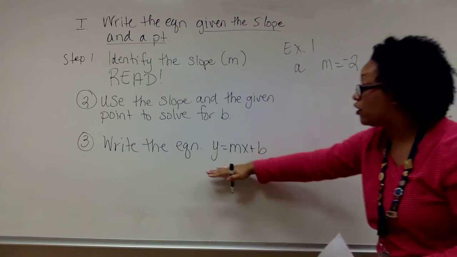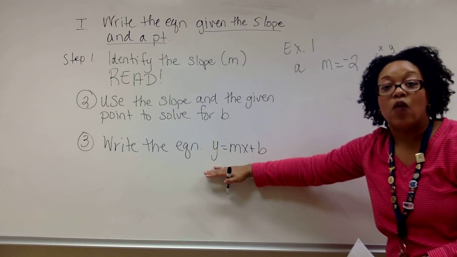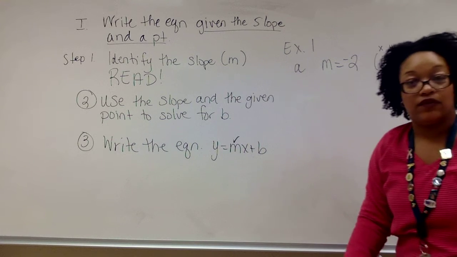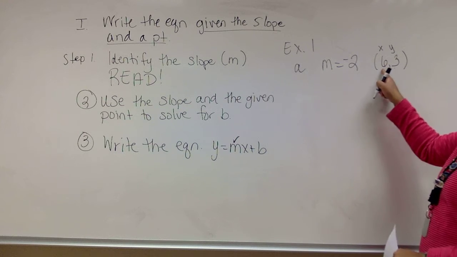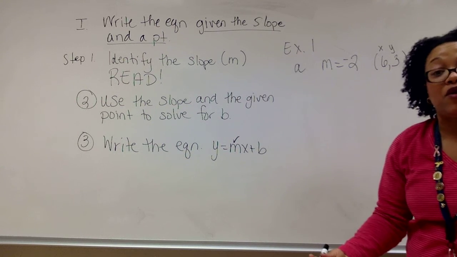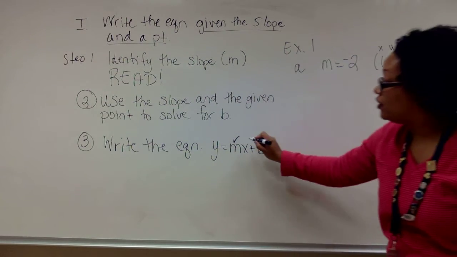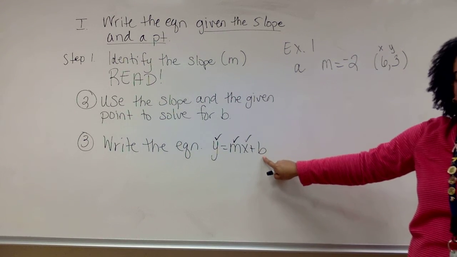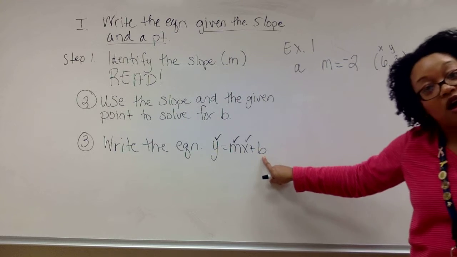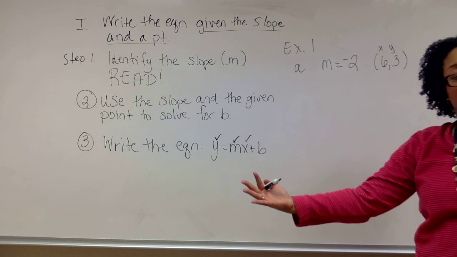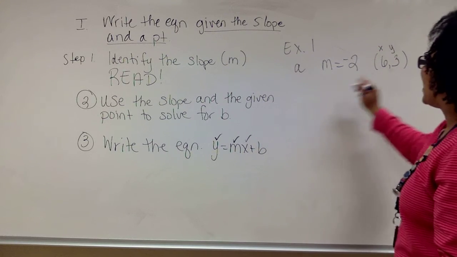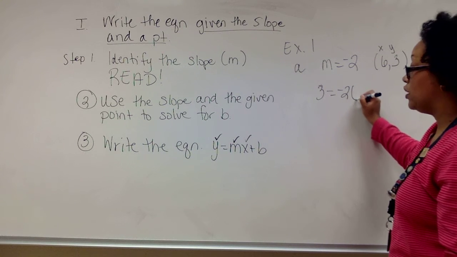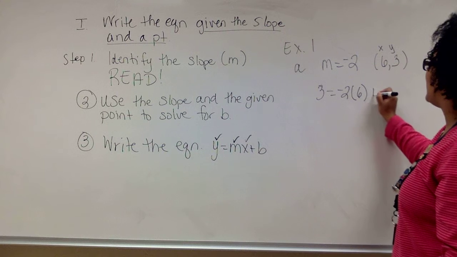Now, look back here. Here's your equation. y equals mx plus b. They gave me my m. It's -2. My x and my y come from my point. My x is given. My y is given. So do you see all that's left is the b? So when you solve for b, you've got your y-intercept. So let's do that. My y is 3. My slope is -2. My x is 6. And let's solve for b.